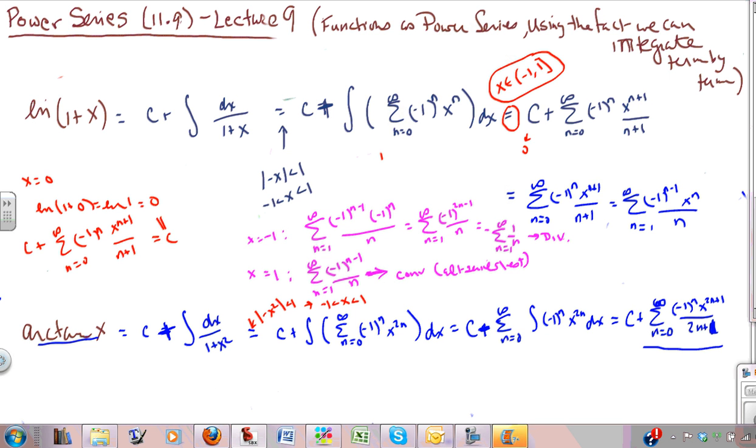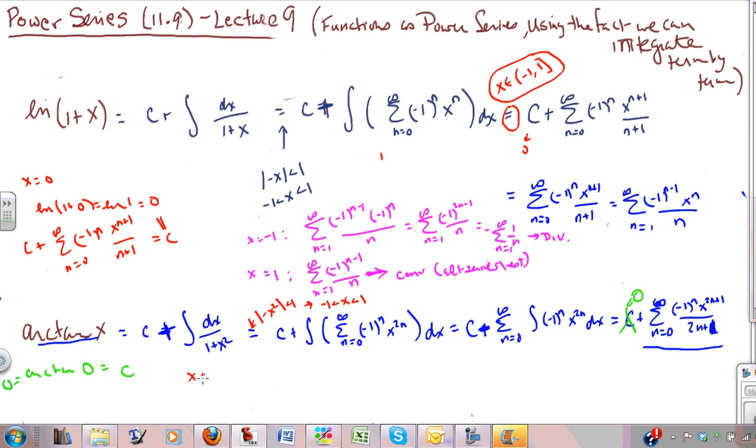But let's first figure out what c is. To figure out what c is, we're going to try arctan of 0. On the one hand, that's 0. On the other hand, when I plug 0 into this right-hand side, everything zeroes out except for the c, so c is equal to 0. So we can ignore the c. So let's figure out what's happening at the endpoints now.